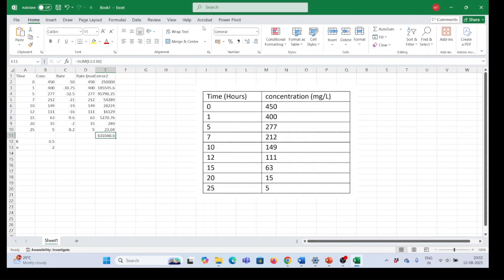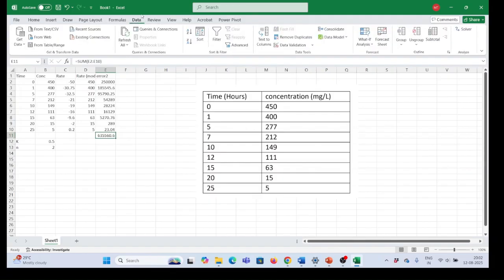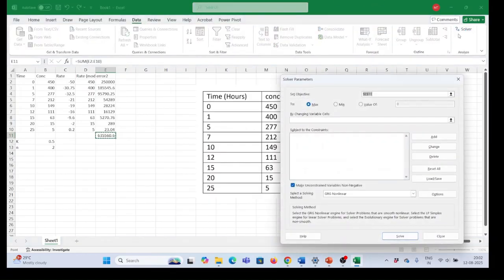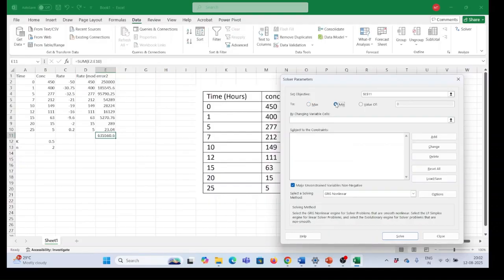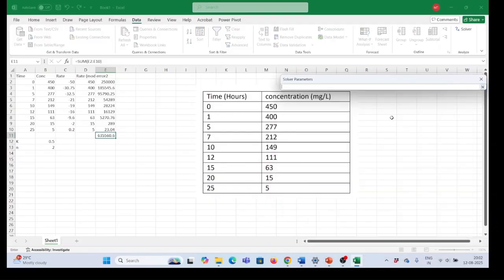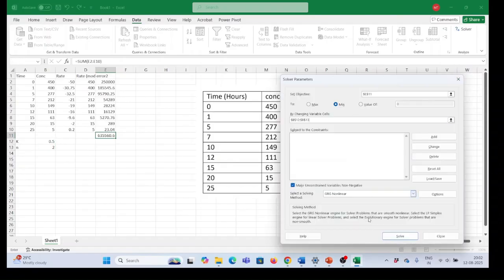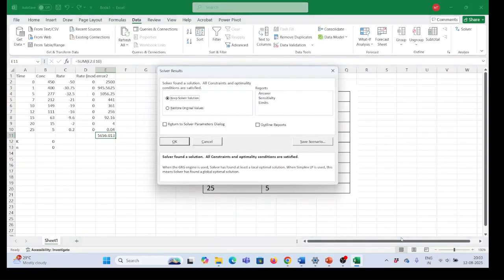Now we need to use the Solver. This is the Solver function. We will use this. Our target is this cell. Now we need to minimize it. And what are the variable cells that we need to change? This. Everything else will keep the same and we'll solve it.